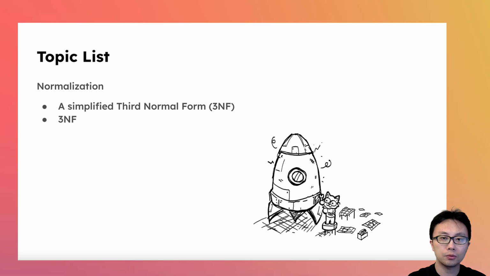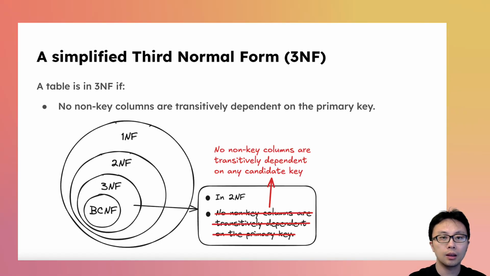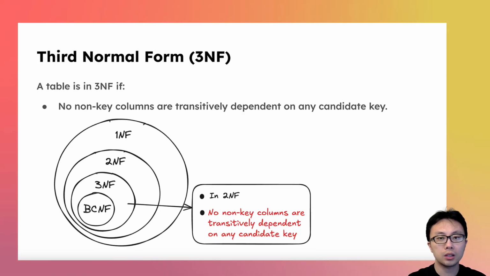Let's move to look at the full version and explore the fine-grained difference between the simplified version and the full version next. In the simplified version, we laser focused on the transitive dependency on the primary key. But the full version is actually a bit broader. Beyond the primary key, it also cares about any candidate keys that are involved in transitive dependencies. The full version of the third normal form states that no non-key columns are transitively dependent on any candidate key.